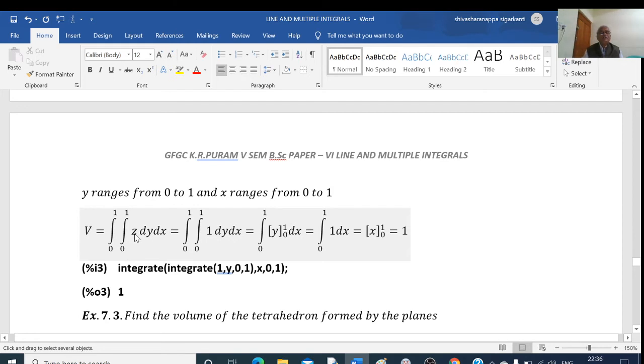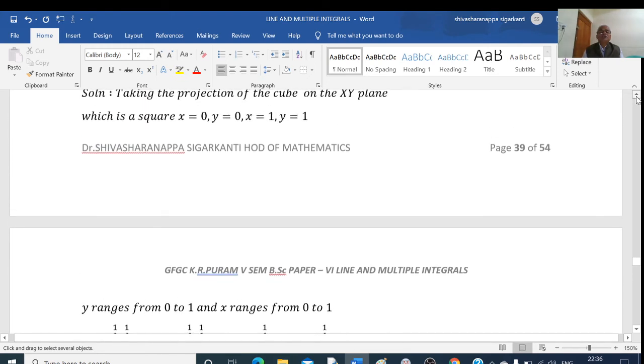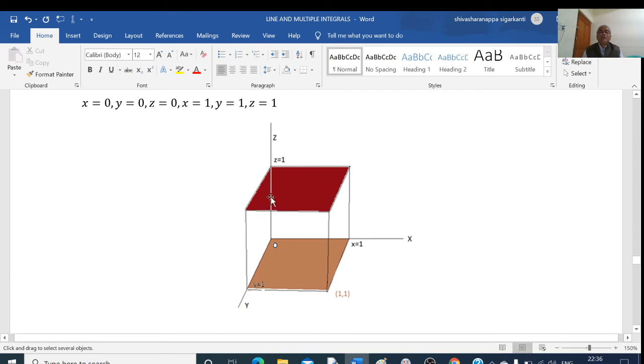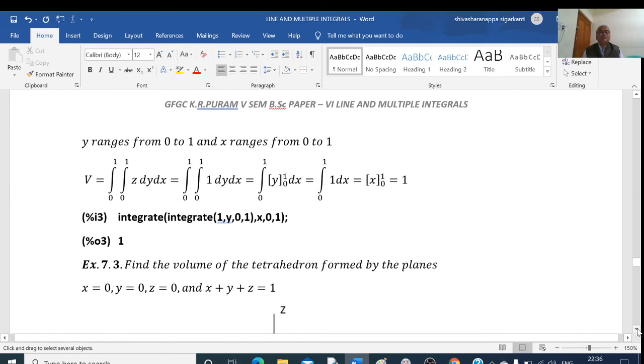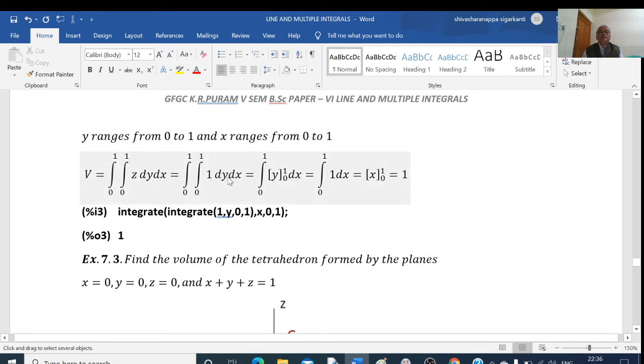So what is the value of z on that surface? Here this is the surface where z is equal to 1. Okay. So this is the plane. So on this plane z value is equal to 1. So z is a constant quantity, z equal to 1. x ranges from 0 to 1, y ranges from 0 to 1. Just integrating, integration of dy is y between 0 and 1. So 1 minus 0 is 1 into dx. Again integrating, I am getting x here between 0 and 1, that is upper limit 1 minus 0. So this is equal to 1. So 1 is the volume of the cube of side equal to 1.